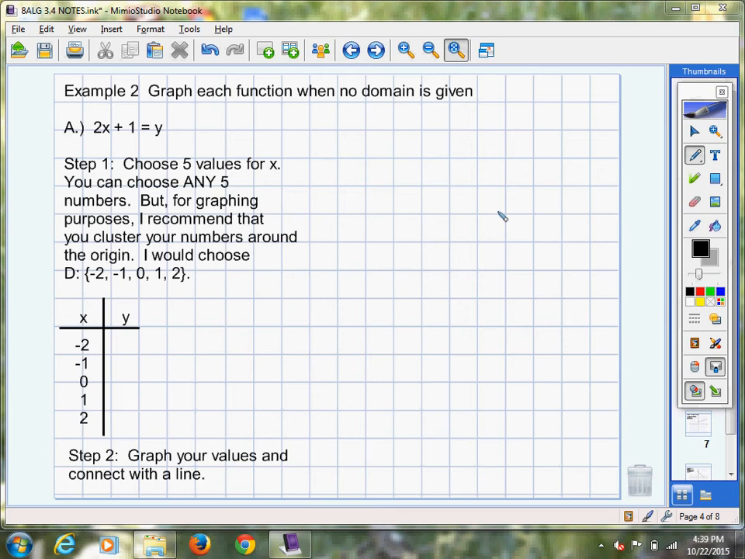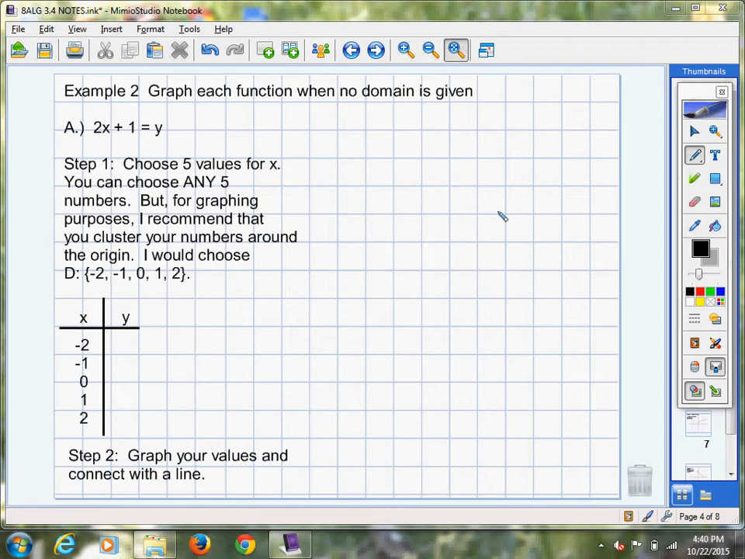Thompson. We are back at it, and we're in section 3.4, and we are graphing functions when no domain is given. So remember, in example 1, they told you exactly what to plug in to your function, and you did it. Now, they're going to give you a function, but you aren't given a domain of any kind. You have to come up with your domain.